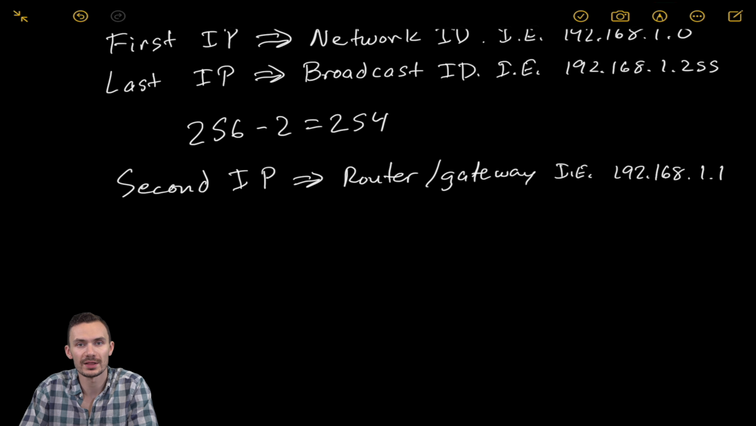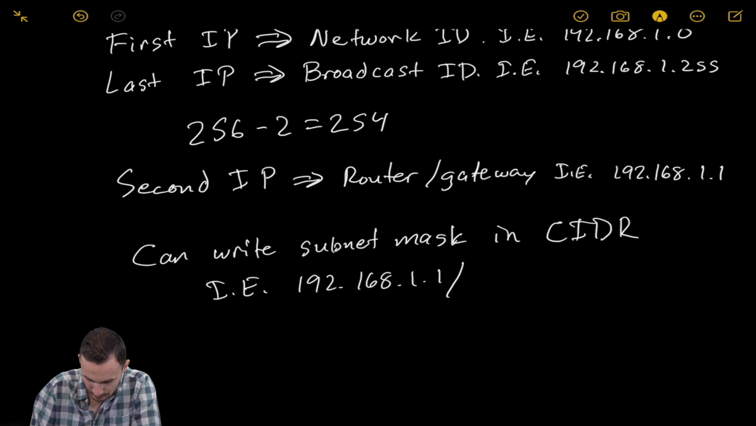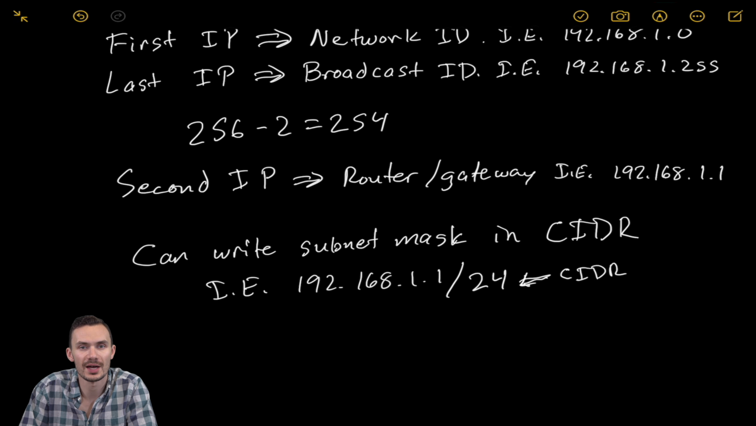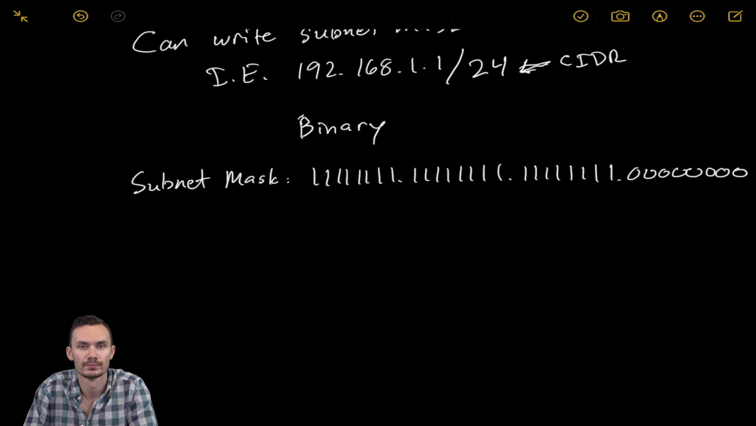You can more easily write the subnet mask in a different notation called Classless Inter Domain Routing, or CIDR notation. To show you this example, let's refer back to the binary version of the subnet mask we saw earlier. As you can see here, the first three octets are masked, or the first 24 bits. Therefore, the subnet mask in CIDR is /24.